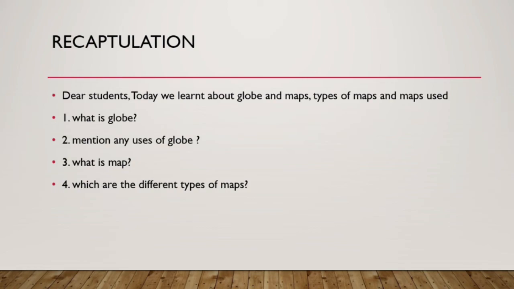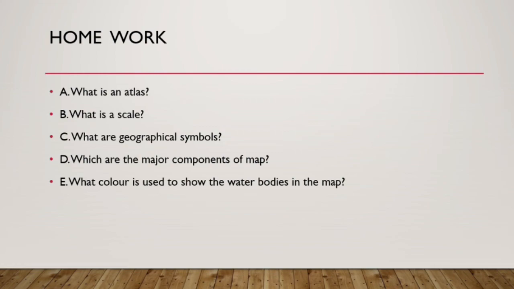And also we have homework, and this homework will help you to know what we are going to learn next class. So question number 1, what is an atlas? Question number 2, what is a scale? Question number 3, what are geographical symbols? Question number 4, which are the major components of maps? And question number 5, what color is used to show the water bodies in a map? This question number 5 we have discussed in the previous notes. Which color has been used in the map to show water bodies?